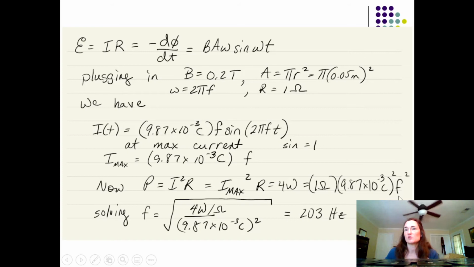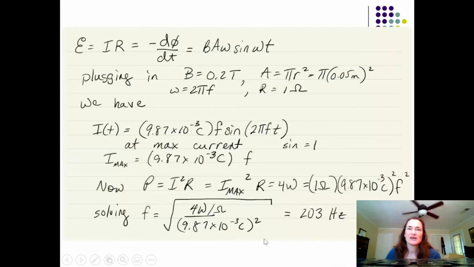And now I can use this expression to solve for F. I divide through and solve and get F is equal to the square root of 4 watts per ohm divided by 9.87 times 10 to the minus 3 coulombs squared. When I plug all this into my calculator, I end up with 203 hertz. So that's my frequency.